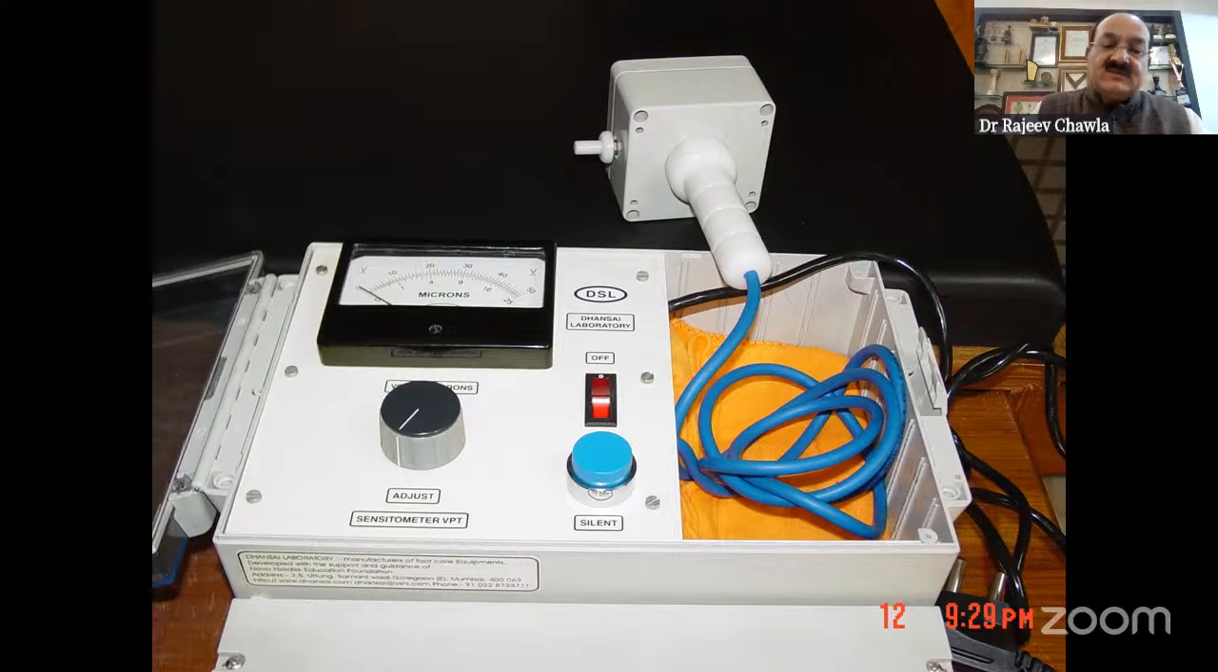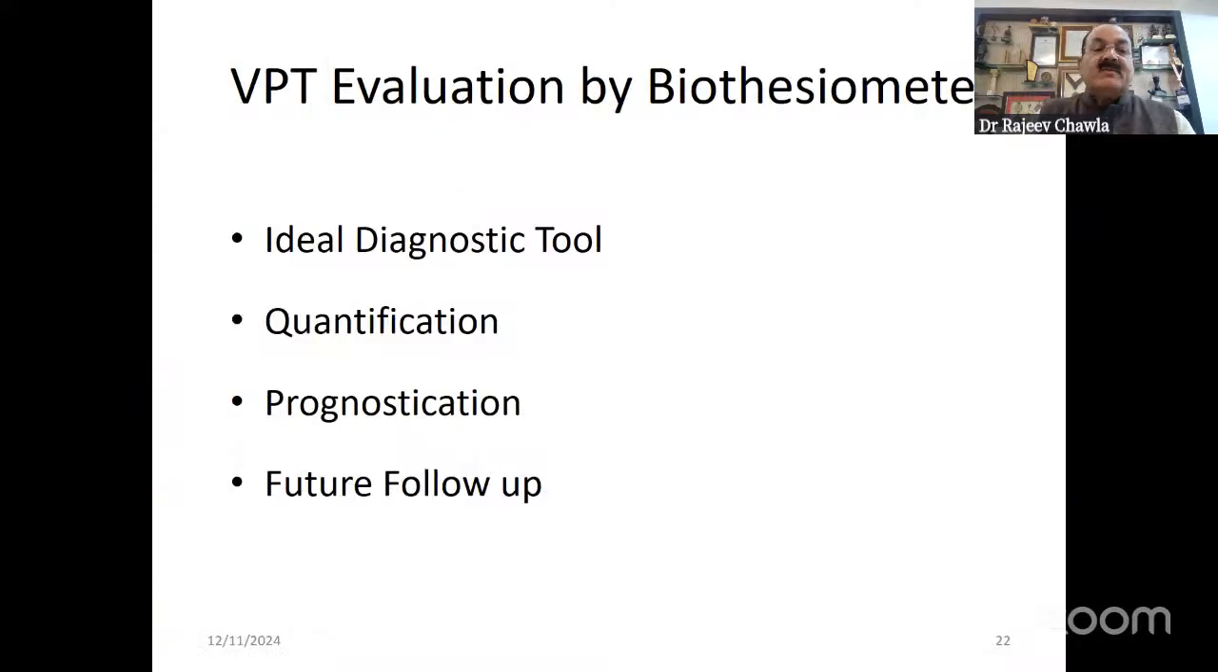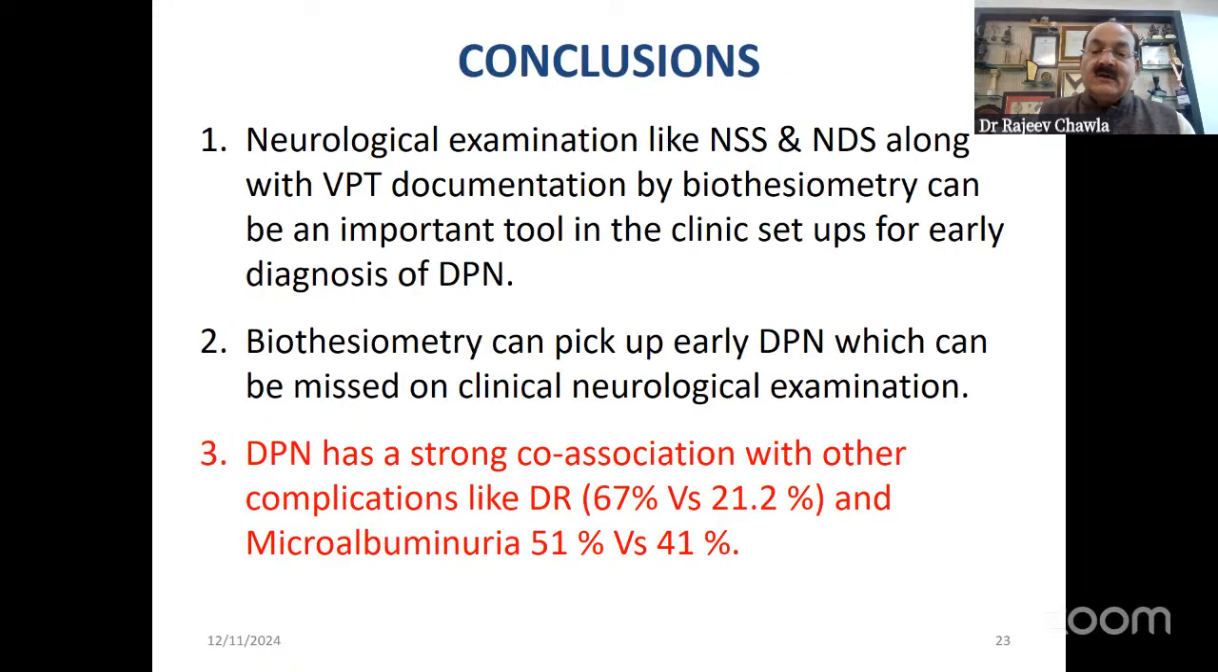The basic idea is that with this you can actually quantify the amount of sensory loss by this button, which can be rotated like any dial. Here you can see a needle which keeps moving. As you increase the voltage, it goes from 0 to 10, 20, 30. All those patients who cannot feel a sensation at 10 volts of current have peripheral neuropathy. So biothesiometry in clinic can be an ideal diagnostic tool for quantification. You can repeat it after 1 year, so it gives you the prognosis, whether the patient has done well or has deteriorated, and it helps in future follow-up based on your yearly evaluation.